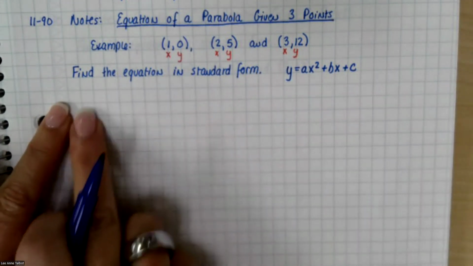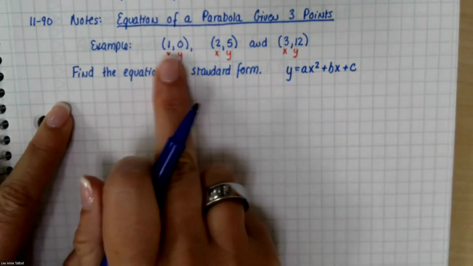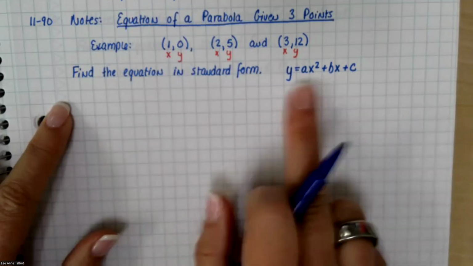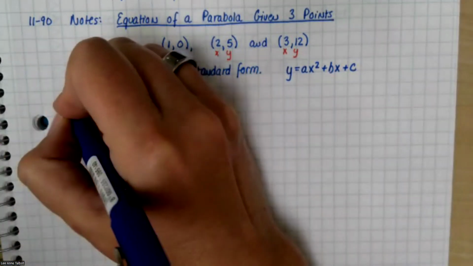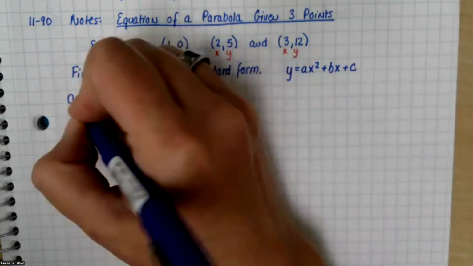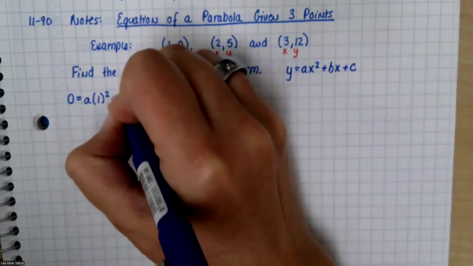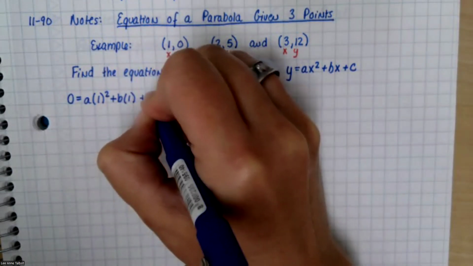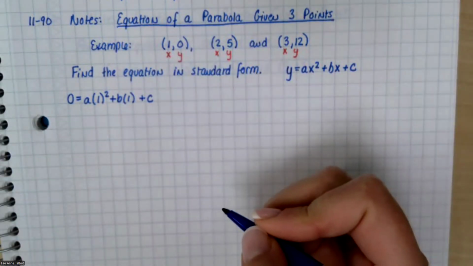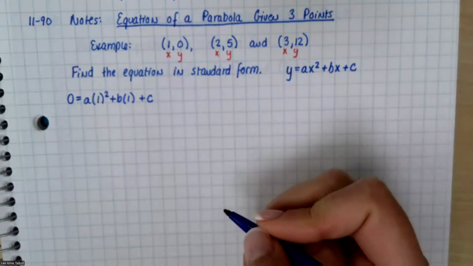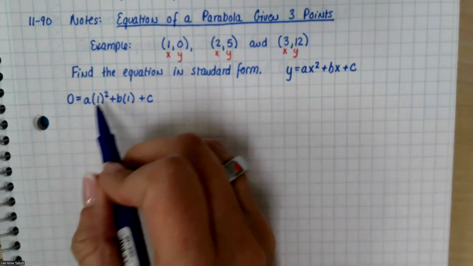Okay, I'm going to start over here. I'm going to plug in 1 and 0 in the X and Y in this. So 0 equals A times 1 squared plus B times 1 plus C. Be very careful with your parentheses here.